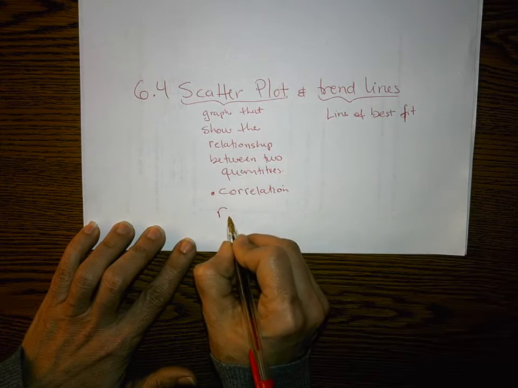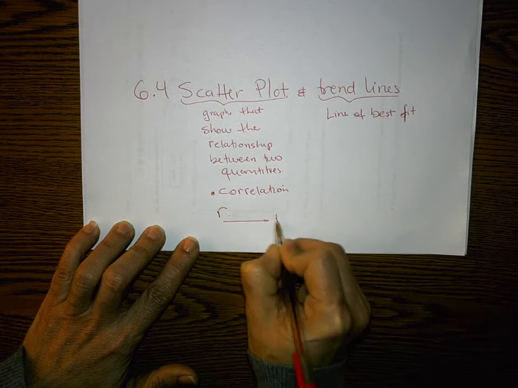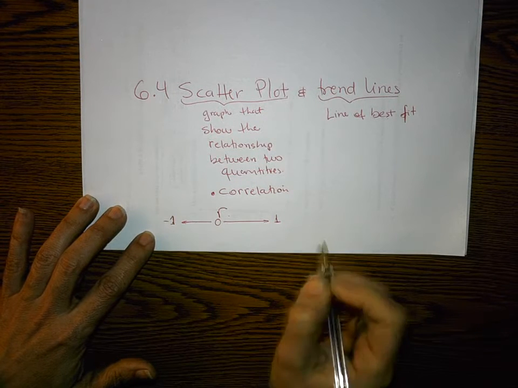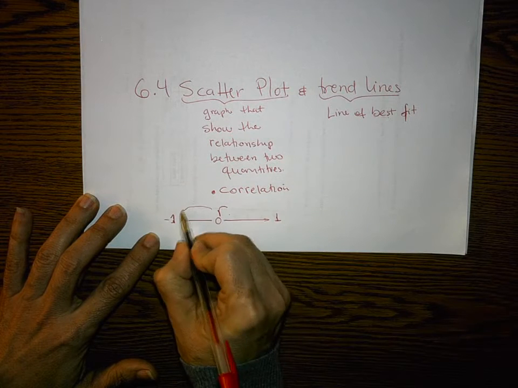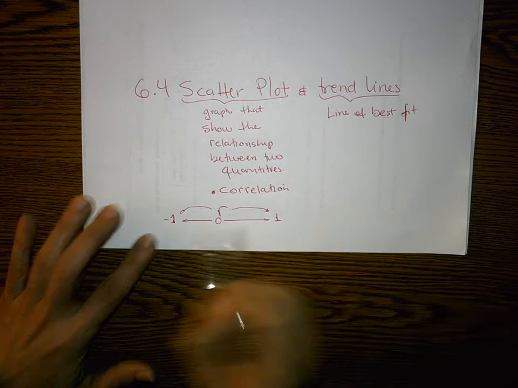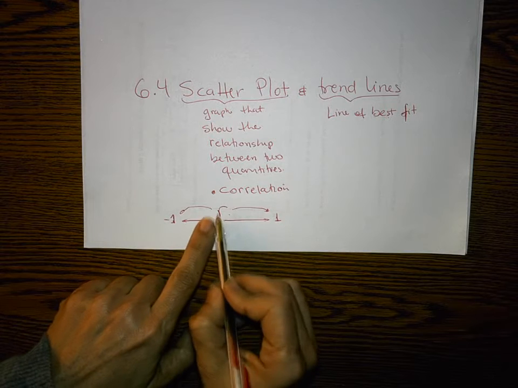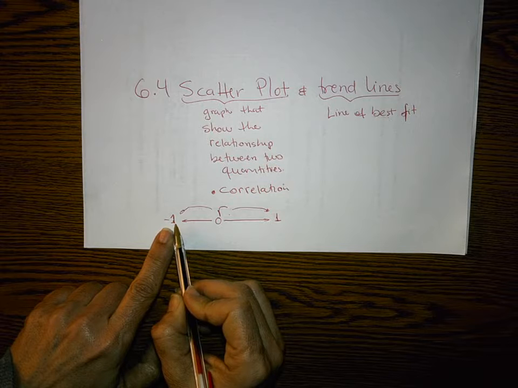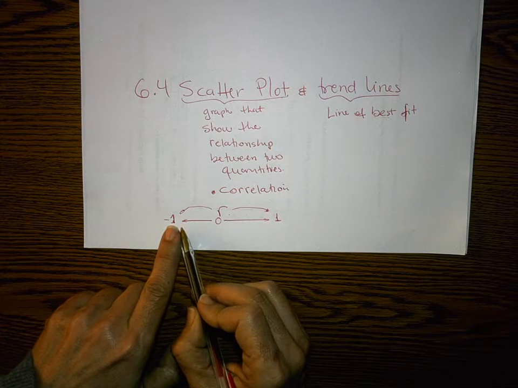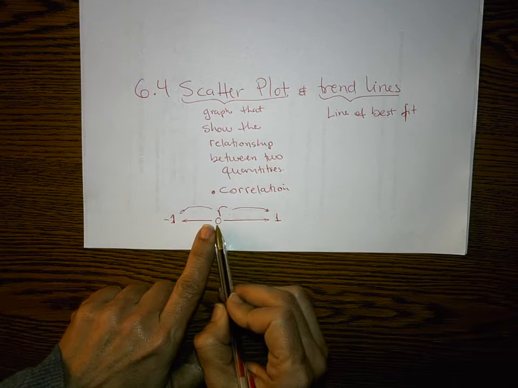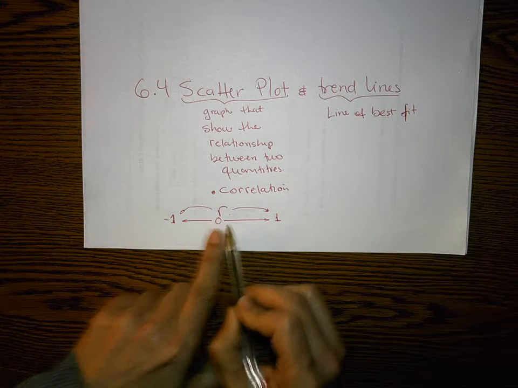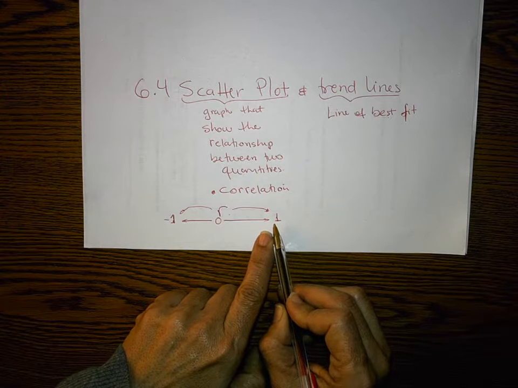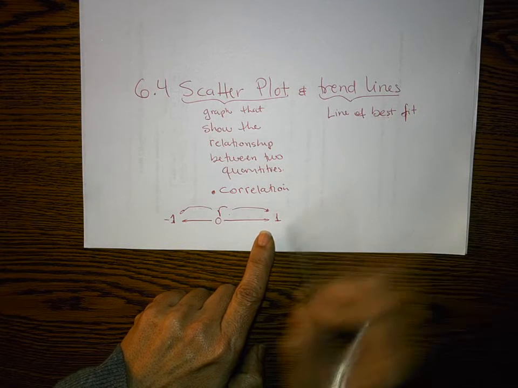And R is a number between positive 1, 0, and negative 1. So R is a number between negative 1 and positive 1, any value in between. The closer the number R is to negative 1, the stronger the negative correlation. The closer R is to 0, it shows no correlation. And the closer R is to positive 1, the stronger the positive correlation your model, our line of best fit, will have.